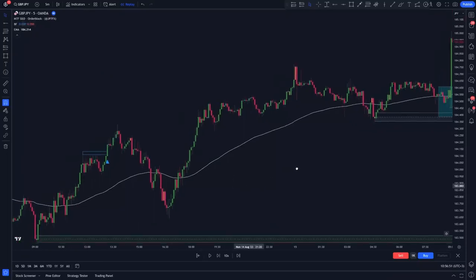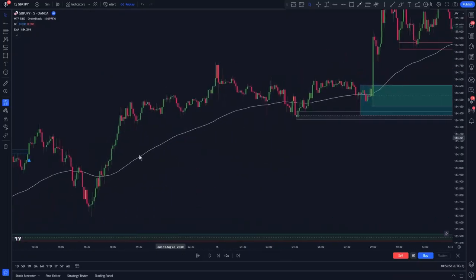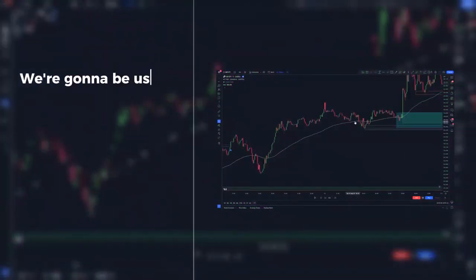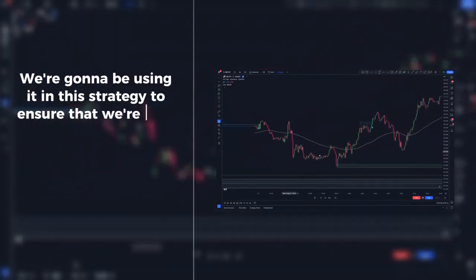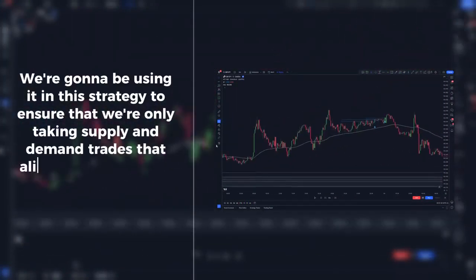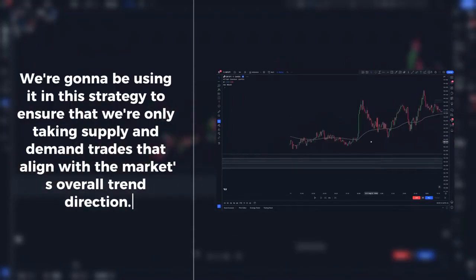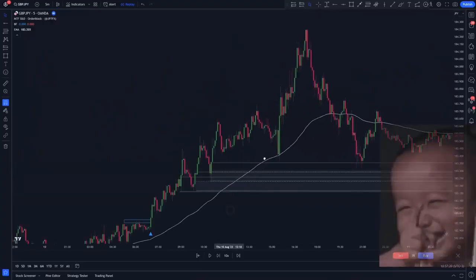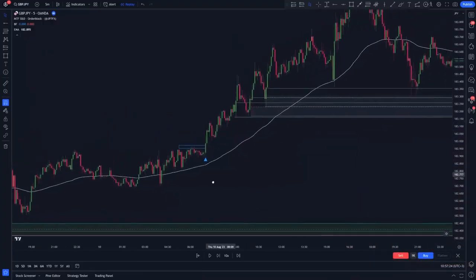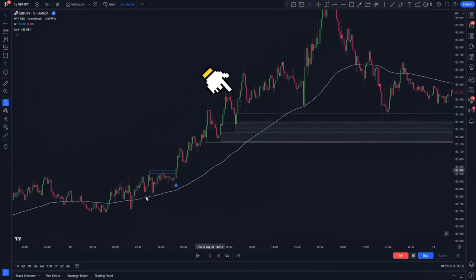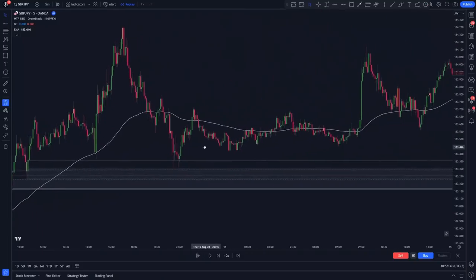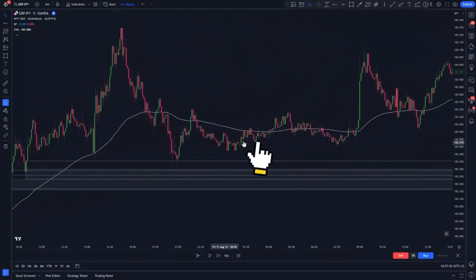Well, let's start with the EMA. This indicator is a trend confirmation tool. We're going to be using it in this strategy to ensure that we're only going to be taking supply and demand trades that align with the market's overall trend. And I think you already know how we're going to do that. When a price is constantly trading above the moving average, that indicates a bullish trend. On the other hand, when it's constantly trading below the moving average, that indicates a bearish trend.